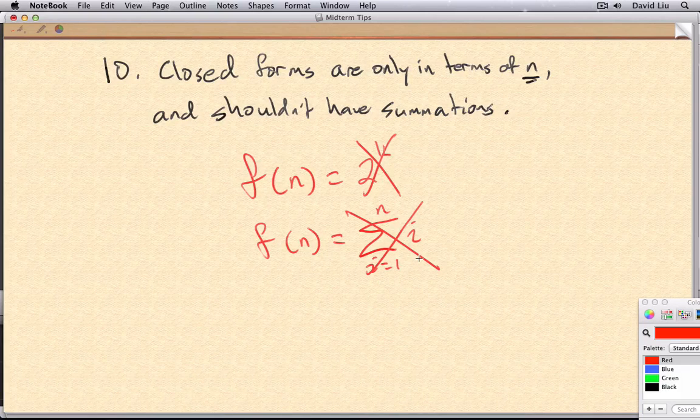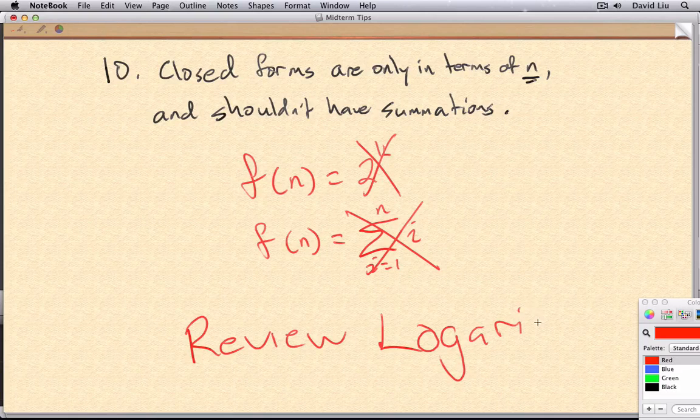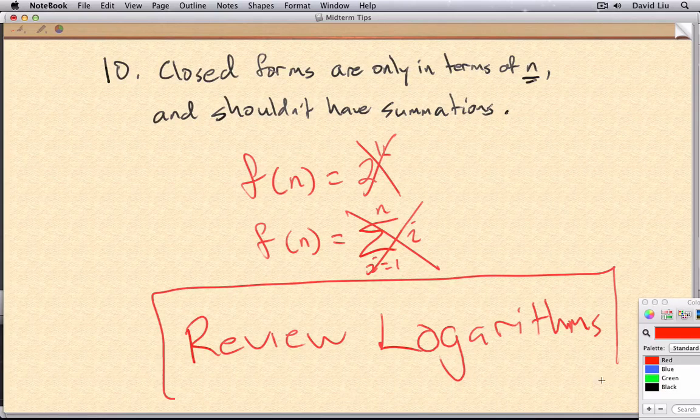And as a bonus tip here, I'll just say, review logarithms. I won't promise that there are logarithms on this midterm, but even if there aren't, you'll see them again in this course a lot, and in future courses a lot. So if you're uncomfortable with the logarithm work we've done in class, now's your time to review that.